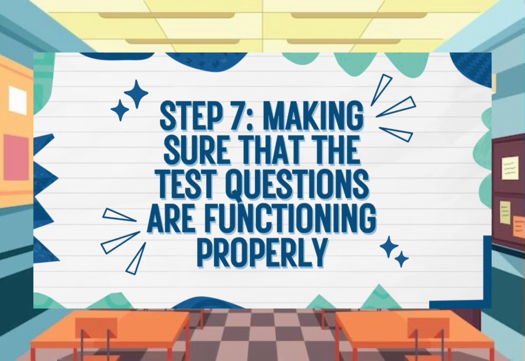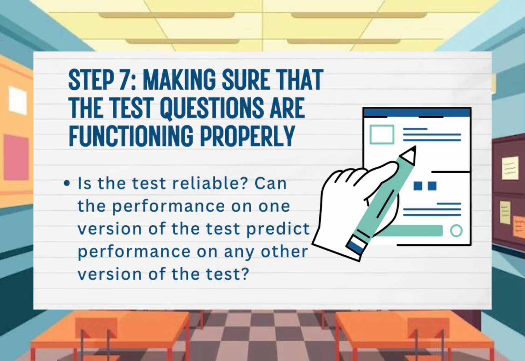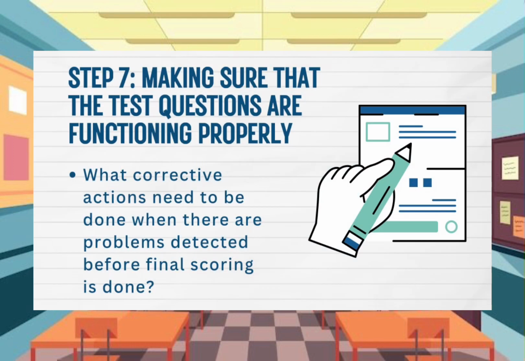Step 7. Making sure that the test questions are functioning properly. After the test administration, statisticians analyze the results to find out if the test is working as intended, and they will address these questions. Number 1, is the test valid? Are the score interpretations supported by empirical evidence? Number 2, is the test reliable? Can the performance on one version of the test predict performance on any other version of the test? Number 3, what corrective actions need to be done when problems are detected before final scoring is done?